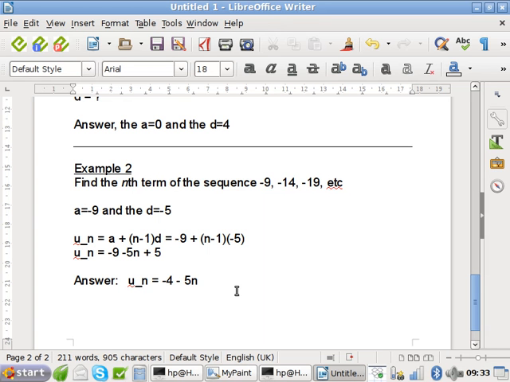Okay, so if you look at this formula, if I put n equals 1, what do I get here? It's minus 9. That's correct. If I put n equals 2, I get minus 4 minus 10, which is minus 14, which is also correct, and so on. So this formula can make any term in the sequence, the nth term. Okay. Next example.